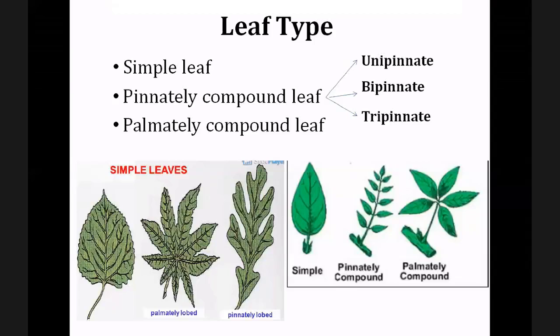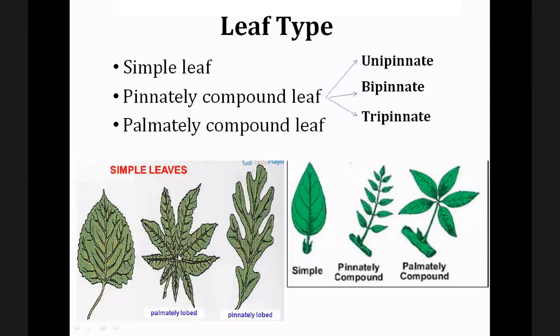In the simple leaf, there are three categories: the simple leaf, palmately lobed and pinnately lobed. Palmately lobed means the leaf has lobes, but they are not fully divided into leaflets. In the picture you can see they are not fully divided, but in the palmately compound, the leaflets are fully divided from the main vein. Here the leaflets are divided, but not separated.